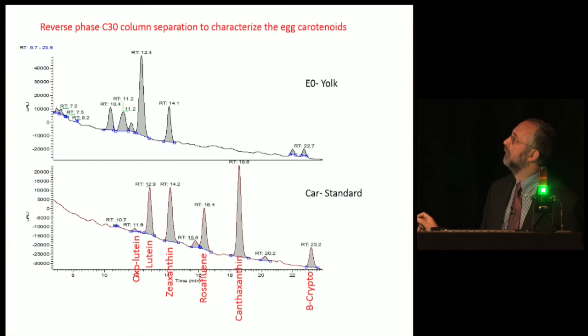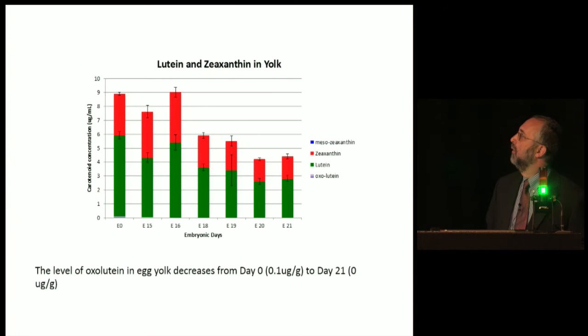So what did we find in all of our various tissues? Well, we first, of course, had to look at the egg yolk. And our egg yolks here, as you can see, the yolks that we are getting at E0, have mostly lutein, in about a 2-to-1 ratio of lutein to zeaxanthin. There is no detectable meso-zeaxanthin at any time beyond occasional trace amounts, but we're talking about much below the limit of quantitation here. The only other carotenoid we see is oxolutein, the oxidized lutein, which we see at relatively small amounts in the early phases, and this decreases over time.